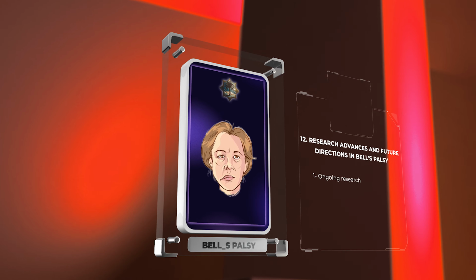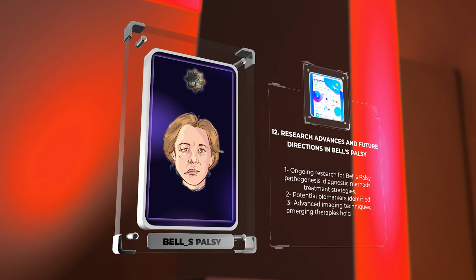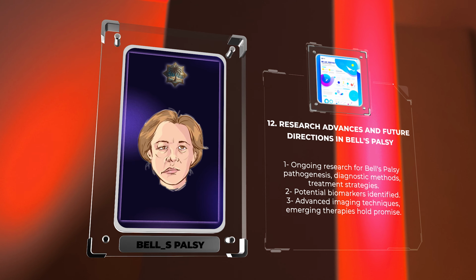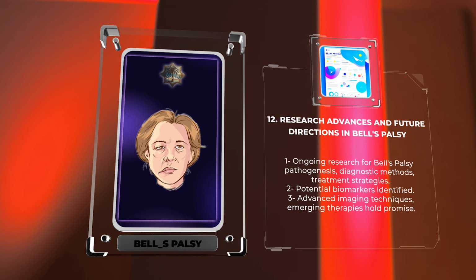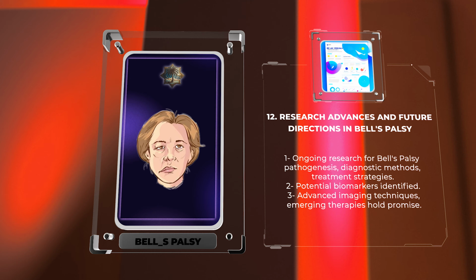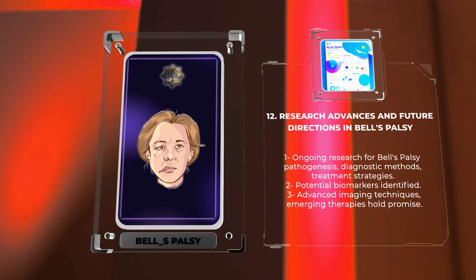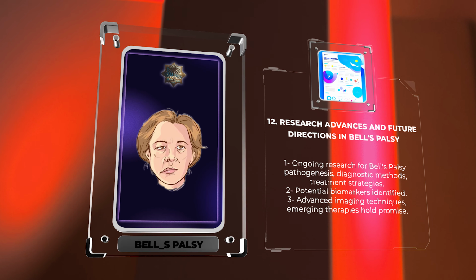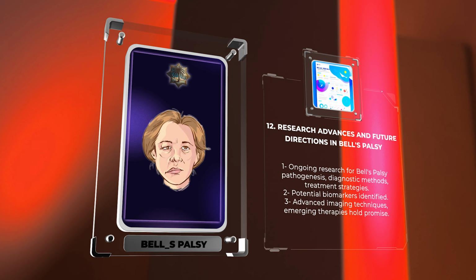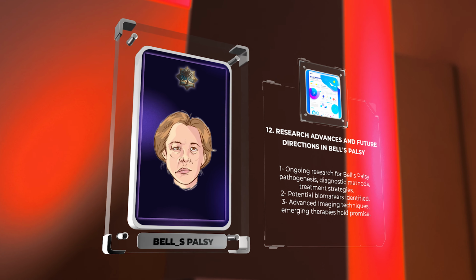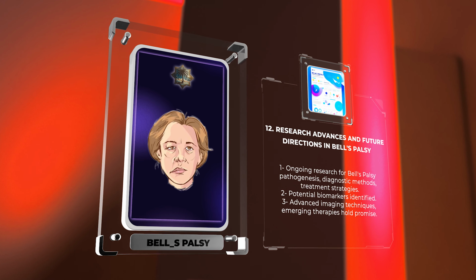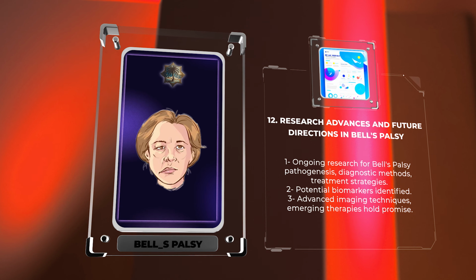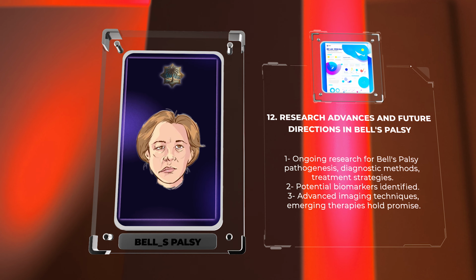Ongoing research aims to further elucidate the pathogenesis, improve diagnostic methods, and develop novel treatment strategies for Bell's palsy. Molecular studies have identified potential biomarkers associated with the condition. Advanced imaging techniques, such as diffusion-weighted magnetic resonance imaging, may aid in the early diagnosis and differentiation of Bell's palsy. Additionally, emerging therapies, including immunomodulatory agents and regenerative medicine approaches, hold promise for enhancing recovery and reducing long-term complications.